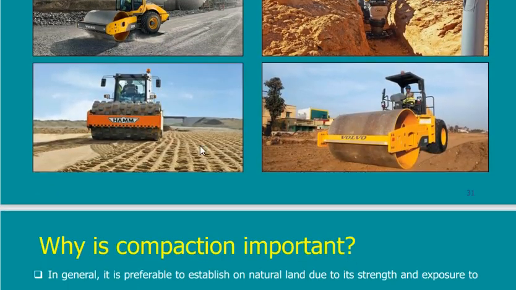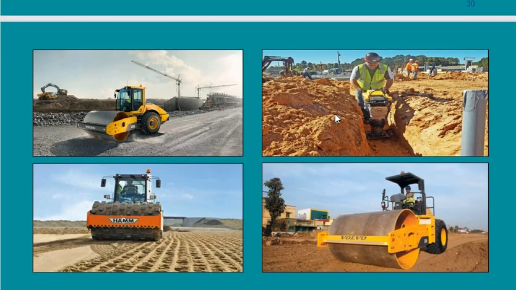These are some photos showing you what compaction looks like on site. This is the equipment, the roller that is used for compaction. This roller, by the way, may also be a vibrator.